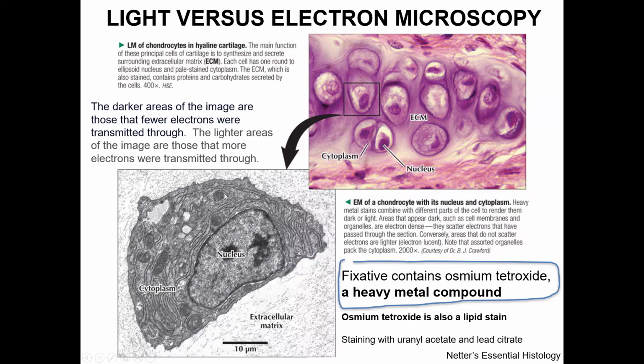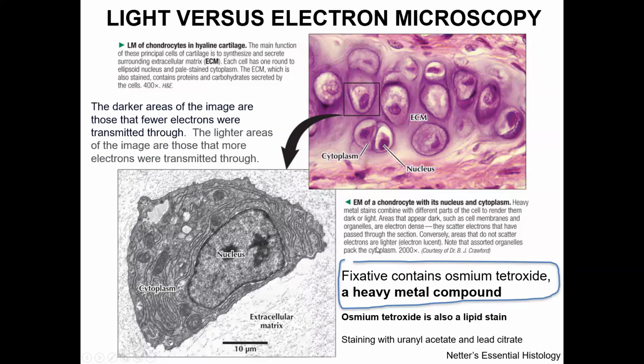However, this is a transmission electron micrograph. You see the nucleus with darker and lighter parts, the heterochromatin and the euchromatin, various membrane-bounded structures. So this would be the cytoplasm. The darker areas of the image are those that fewer electrons were transmitted through. The lighter areas of the image are those that more electrons were transmitted through.